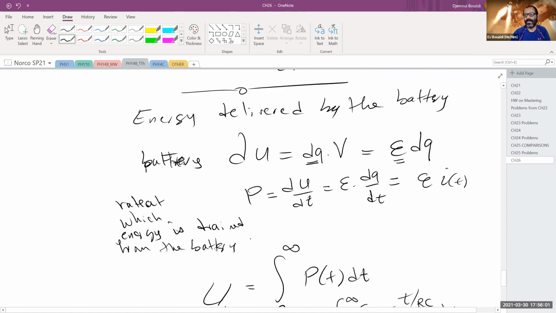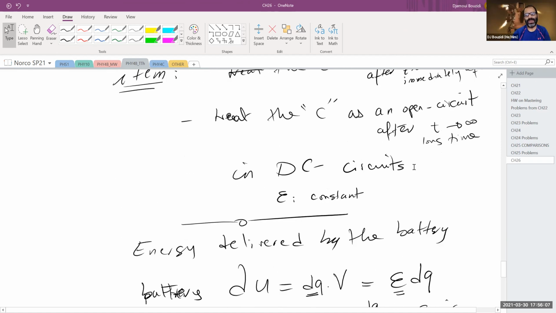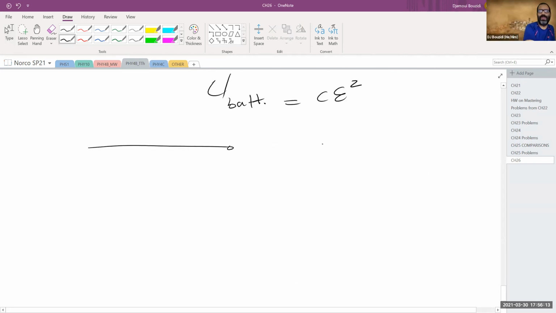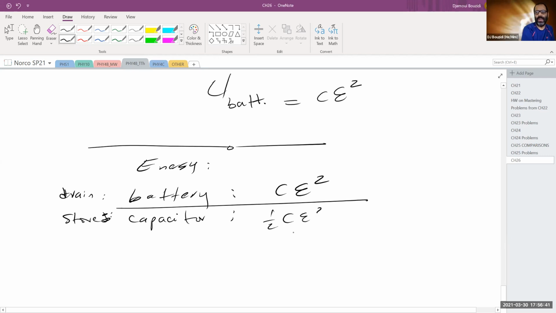Half of that is stored in the capacitor. One half of C epsilon squared is stored in the capacitor. So here is where we are in terms of the energy inventory. When we took an inventory of the energy from the battery, we took C epsilon squared. On the capacitor, this is stored, and this is taken or drained. So we drained C epsilon squared and then we stored one half of C epsilon squared.